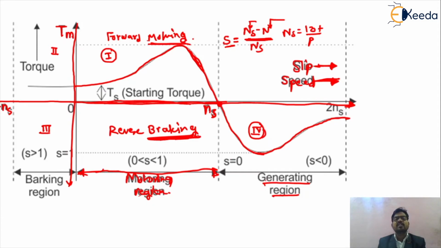In braking operation, this mechanical energy is converted into electrical energy. That will be represented by this curve, and at that point the value of slip is equal to 0, and beyond it the value of slip is less than 0. So this motor acts as a generator. This is called the generating region of your induction motor characteristics.